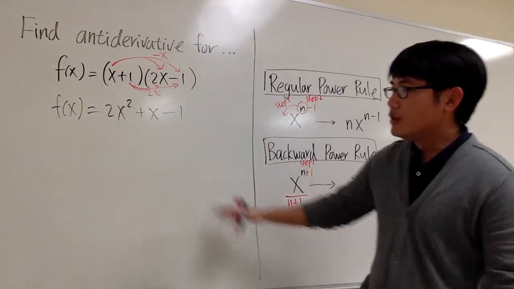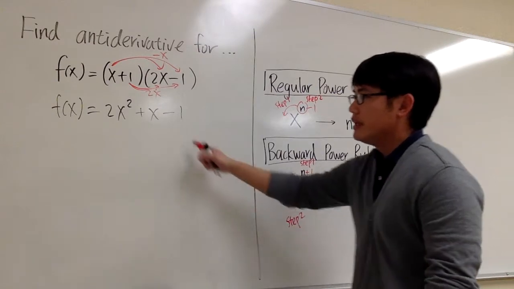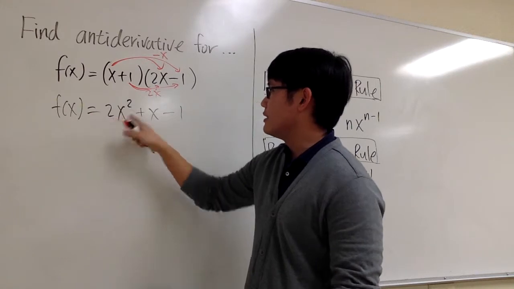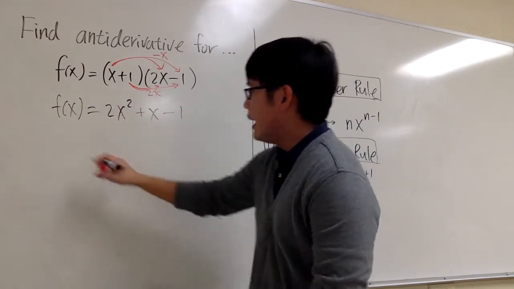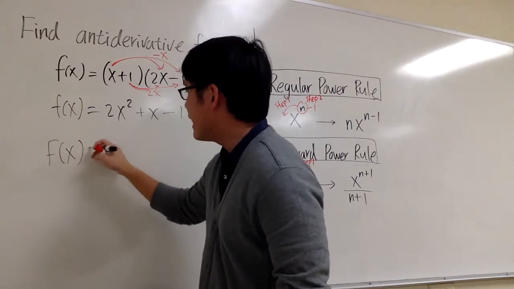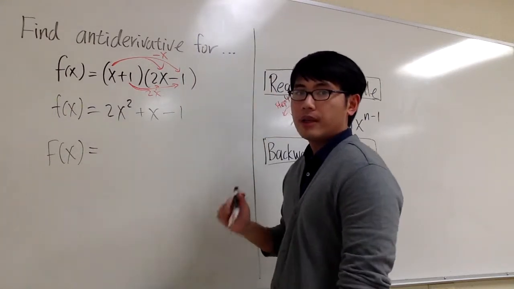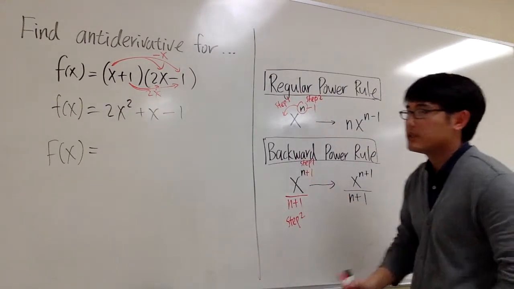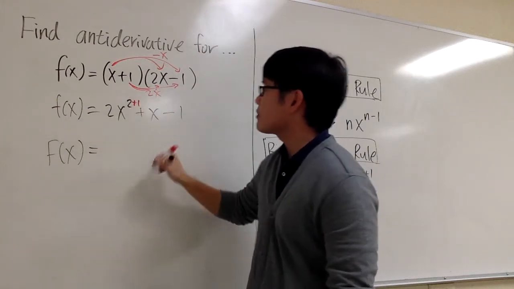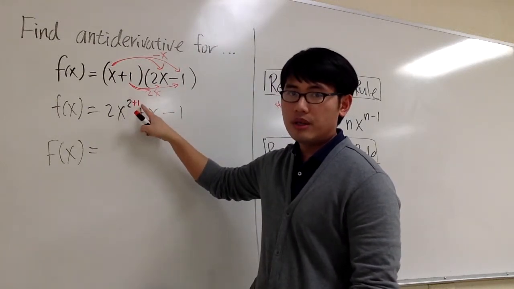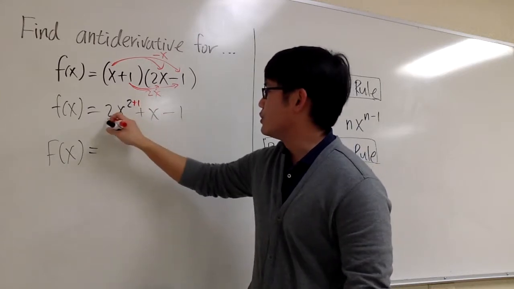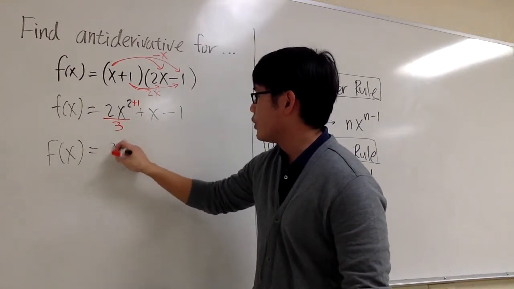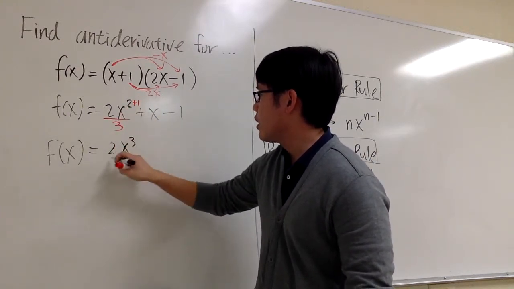Okay? So we can apply the backward power rule in this situation, because we are trying to find the antiderivative, and this right here is in the form of power functions. And I will use capital F to stand for the antiderivative of the original. So by looking at 2x squared, we add 1 to the exponent. So 2 plus 1 is 3. We are going to divide by the new exponent, so we just put divided by 3. So for the first part, we are going to have 2x to the third power over 3.